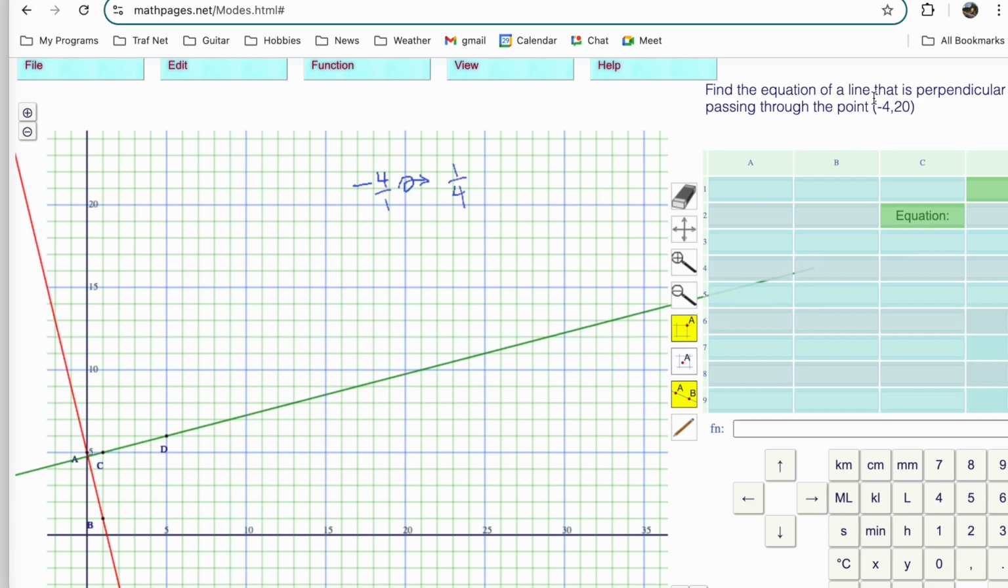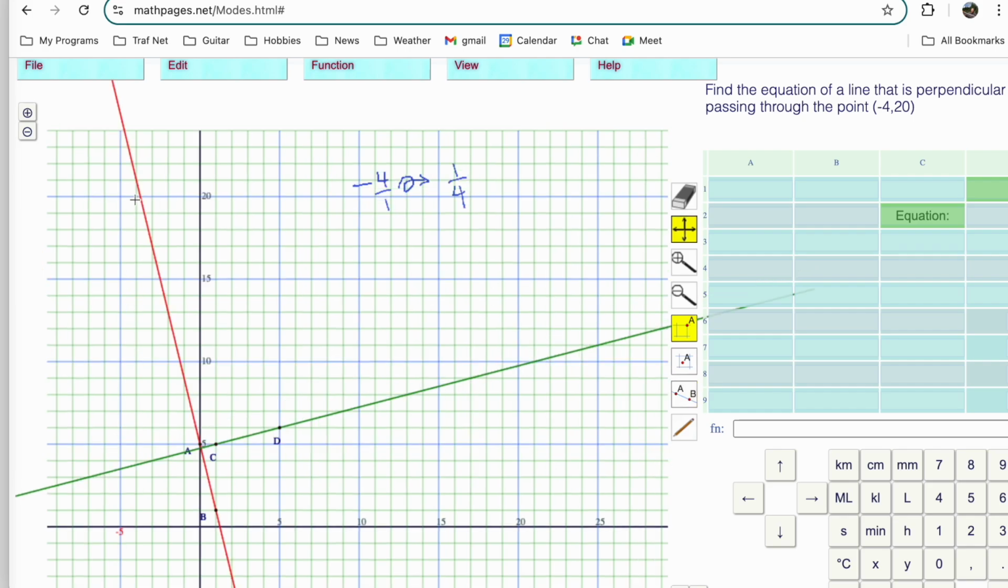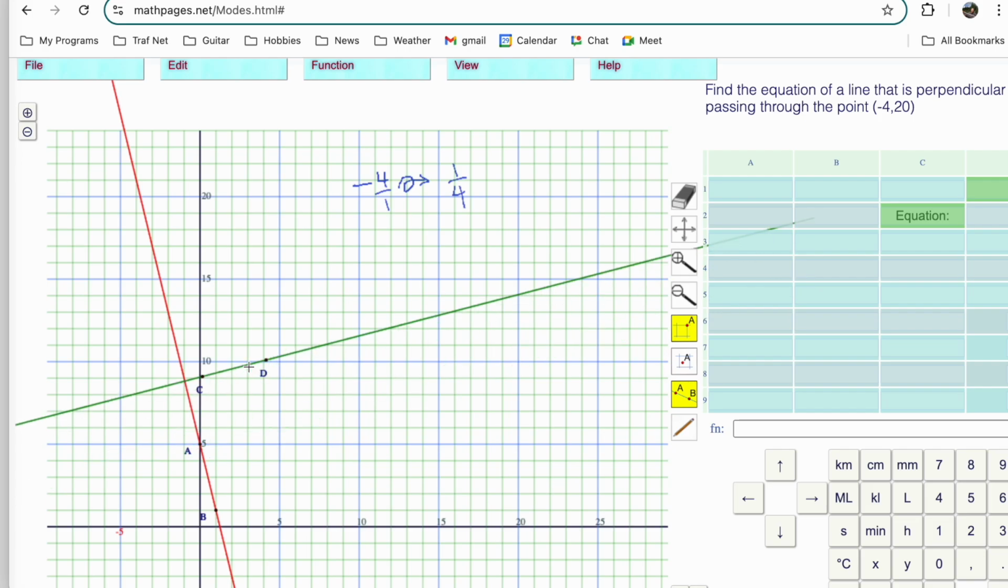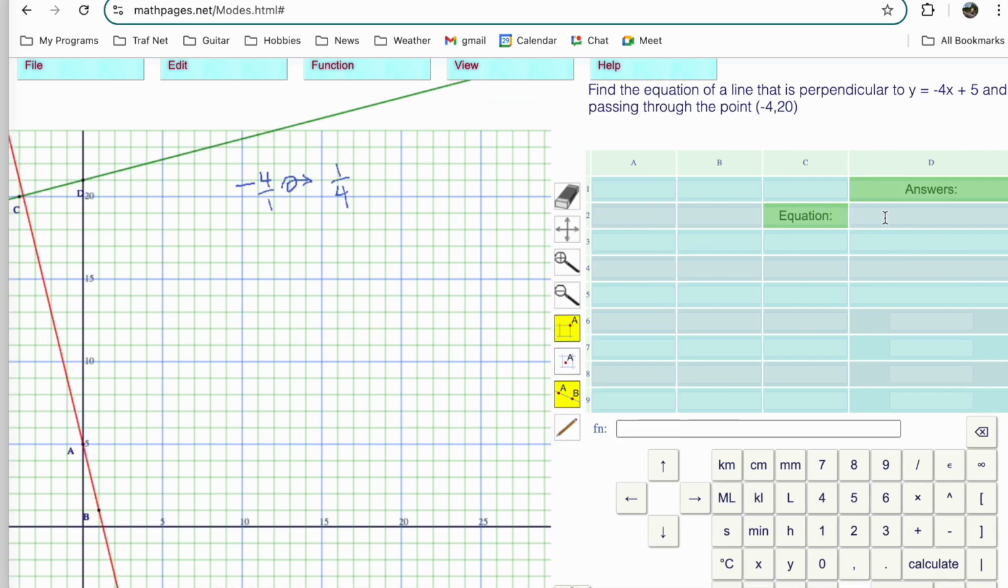Now all we have to do is make sure it goes through the point negative 4, 20. Here's negative 4, 20, right about there. So we're just going to drag the whole thing so the C point goes through negative 4, 20 like that. Notice our b is 21. We get this nice equation. y is equal to 1/4 x plus 21.